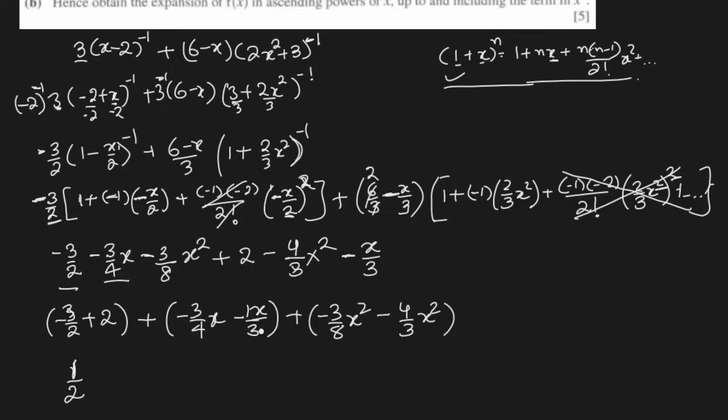So their LCM will be 12. So this will be multiplied by 4. This will be multiplied by 3 and 4. So minus 9x minus 4x, minus 13 over 12x. Okay, here we have to multiply this by 3, multiply this by 8. So multiply this by 8, multiply this by 3. Minus 9 minus 24. No, 32. Minus 9 minus 32 is minus 41 over 24x square. This is the final expansion of the given question.